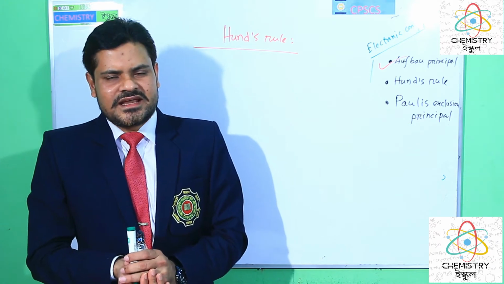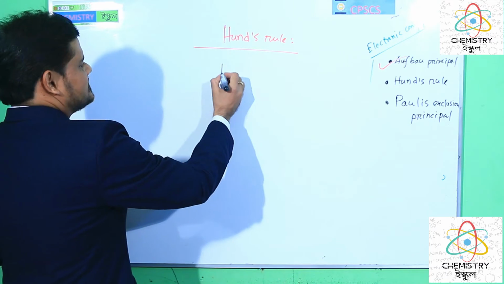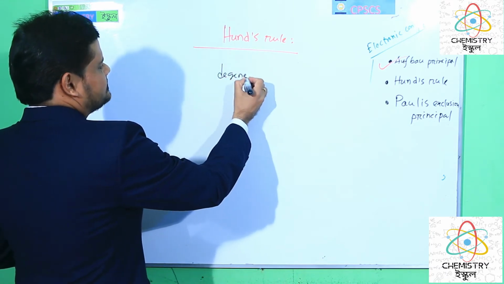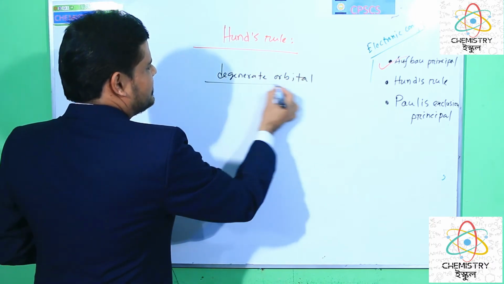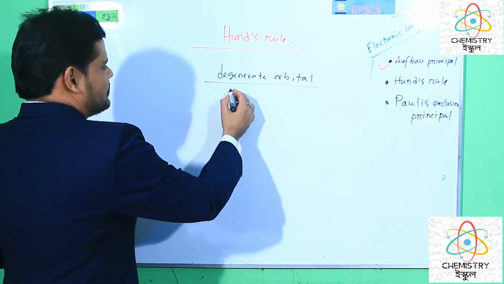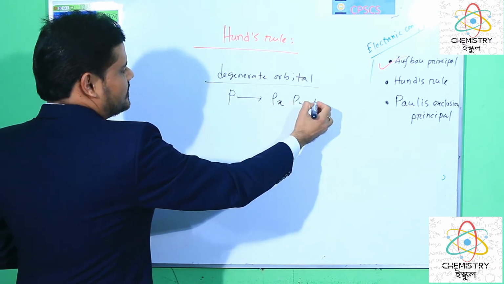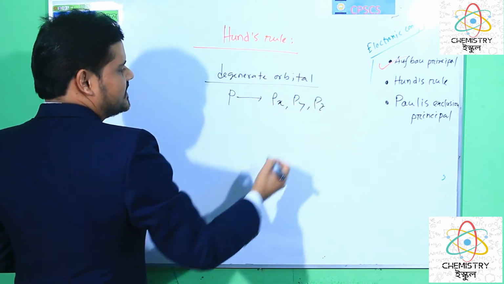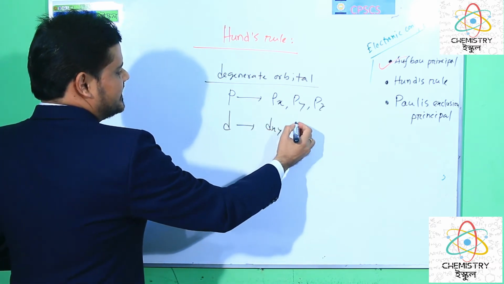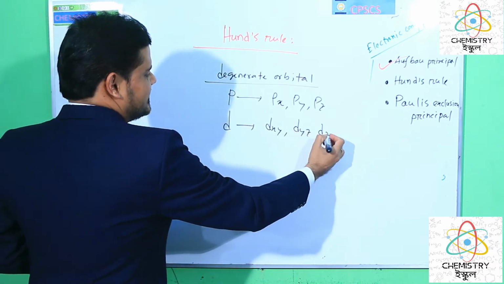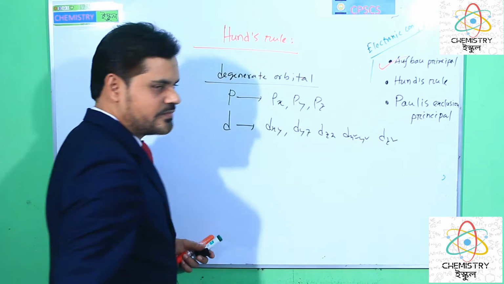unpaired state. And what is a degenerate orbital? Dear learners, degenerate orbital means the orbitals which have the same energy. Look at this: the p sublevel has three p orbitals, px, py, and pz. The d sublevel has 5 orbitals like this: dxy, dyz, dzx, dx square minus y square, and dz square. This is the 5 d orbitals.